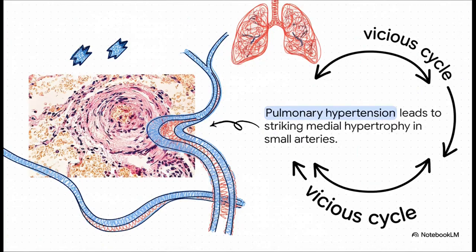But not all these problems are so sudden. Sometimes, chronic issues, like having many small emboli over time, can cause the pressure inside the pulmonary arteries to get dangerously high. This is what we call pulmonary hypertension. And you can see here in the microscope slide, the arteries respond by making their muscular walls thicker and thicker. But this thickening only makes the vessel more narrow, which pushes the pressure even higher. It's a real vicious cycle.